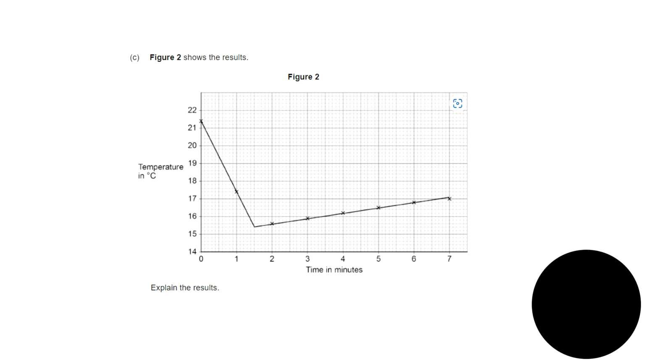For example, in this graph, the temperature drops quite rapidly in only 1.5 minutes, from about 21.5 degrees down to about 15.5 degrees. In the second part of the graph, the temperature increases gradually from 15.5 to 17 in 6.5 minutes. So make sure you're descriptive, say what it's doing and why.